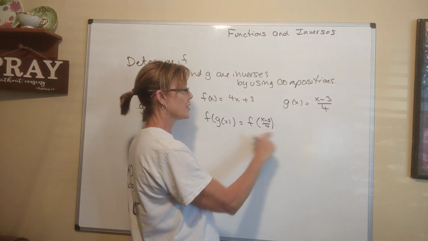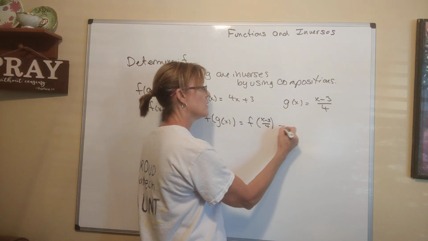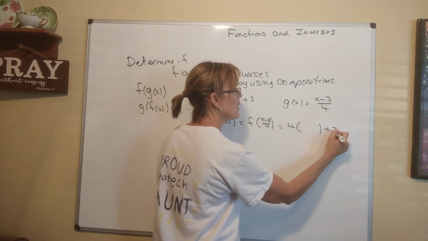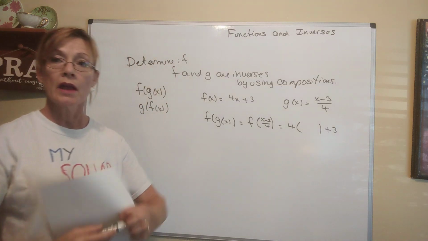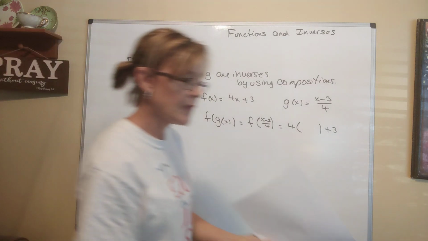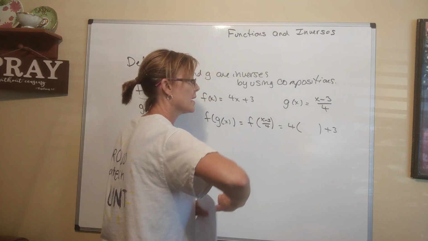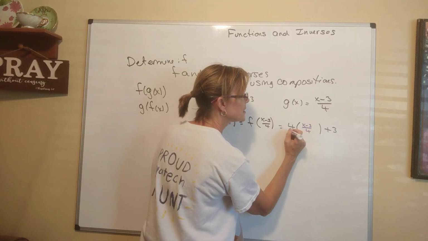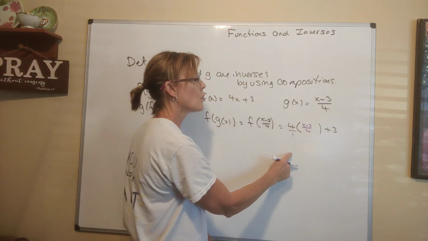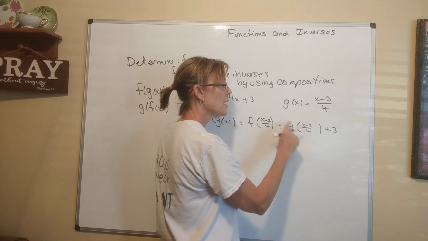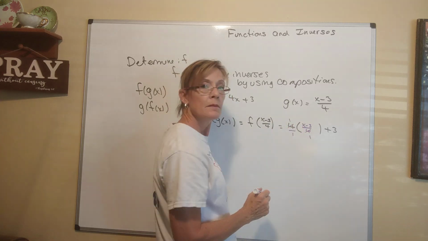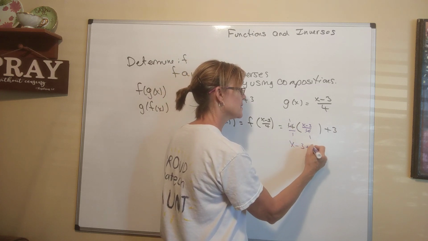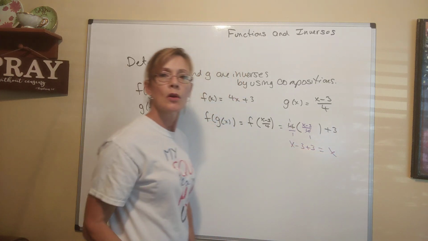Now I go to the f function. I'm only looking at the f function, and wherever there's an x, it's getting replaced with something. What are we replacing that with? Whatever we find in those parentheses, which was x minus 3 over 4. Now I'm just going to simplify that. This is really 4 over 1 times x minus 3 over 4. The 4 will go into 4 one time. 1 times x minus 3 over 1 is x minus 3, plus 3, which gives me a regular old x.